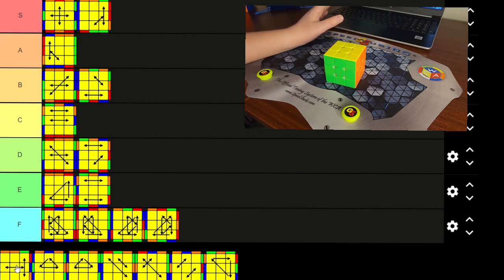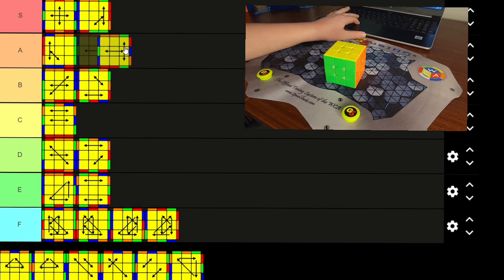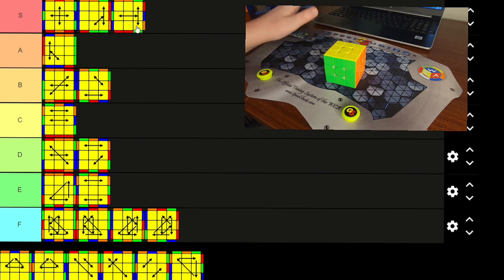And then to the magnificent T perm, it is one of the best. It is so fast, so easy to execute, so easy to remember. It gets S tier. It is just one of the best. It's awesome. Now a UA perm, I believe.